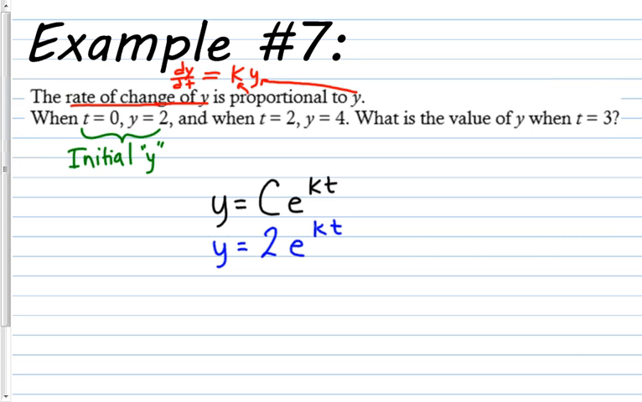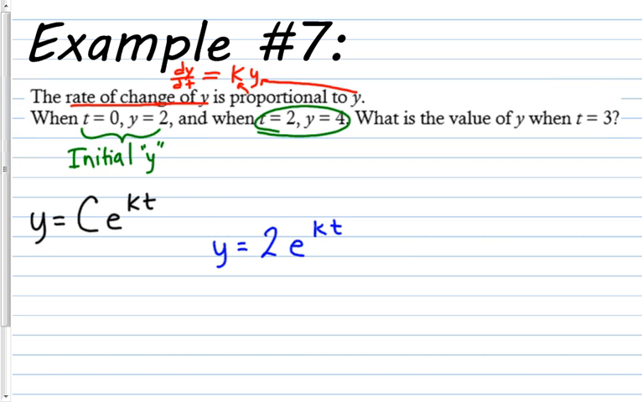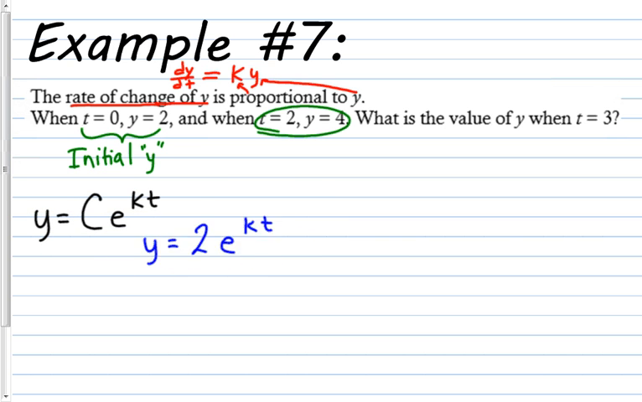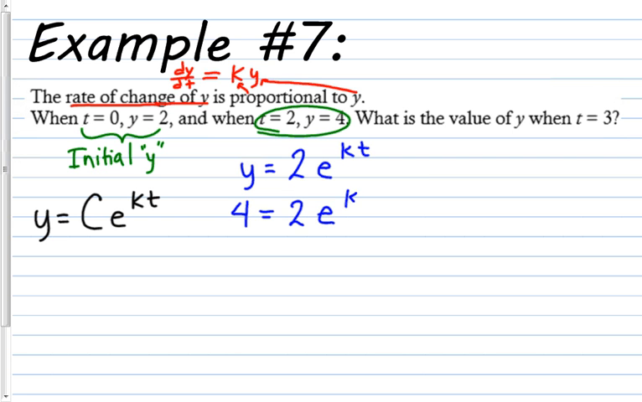And then that's why they gave me these values. I'm going to use those to find k, just like I used them in the previous example. So let me move this over here. Okay, so y is 4, 2, e, I don't know k, but t is 2. I'll just write the 2 in the front. Okay, so solve for k.